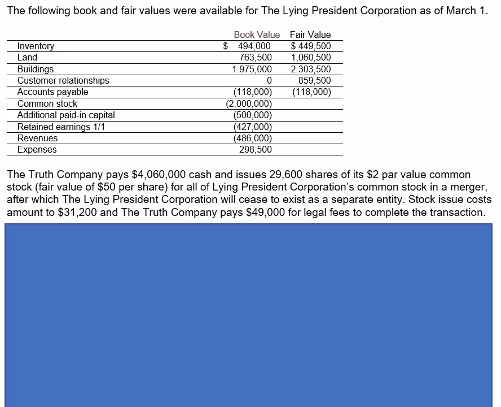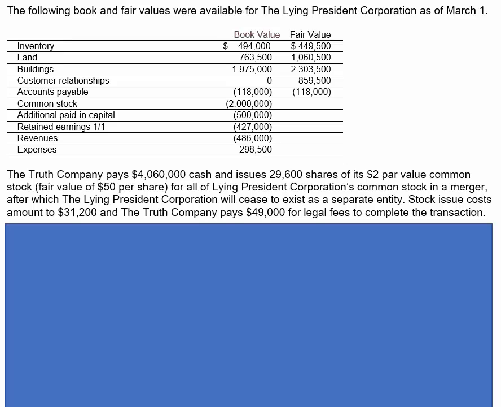Now, underneath the table, it says the Truth Company pays $4,060,000 cash and issues 29,600 shares of its $2 par value common stock. The fair value is $50 per share for all of Lying President Corporation's common stock in a merger after which the Lying President Corporation will cease to exist as a separate entity. Stock issue costs amount to $31,200, and the Truth Company pays $49,000 for legal fees to complete the transaction.